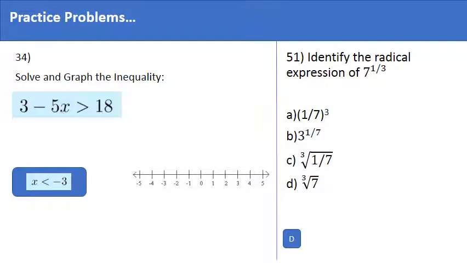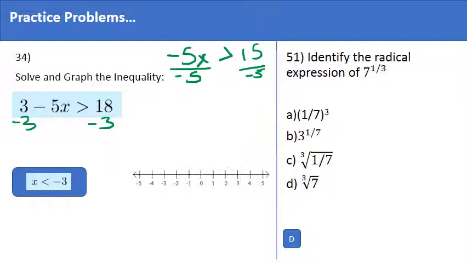Solve and graph this inequality. So we're going to solve it. First thing we've got to do is subtract 3. So I'm going to get -5x. I'm going to move that up here. So subtract 3. That means I'm going to get -5x is greater than 15. Then we have to divide by the -5.